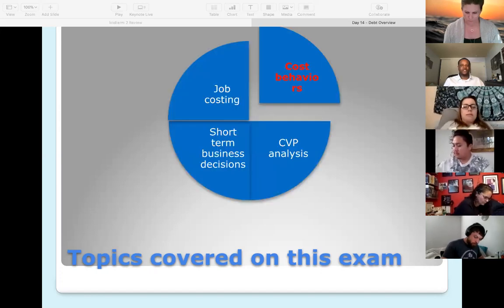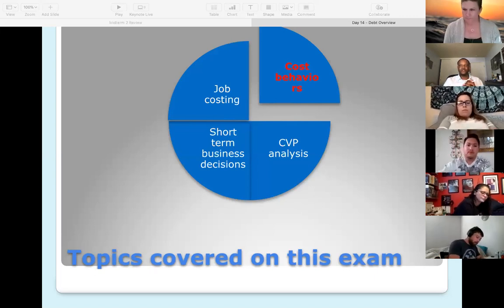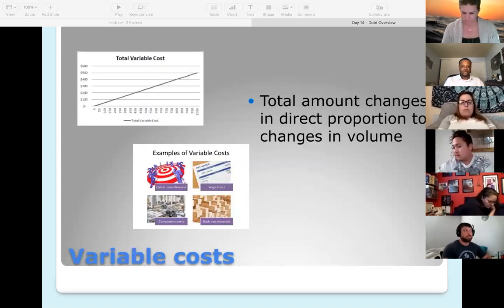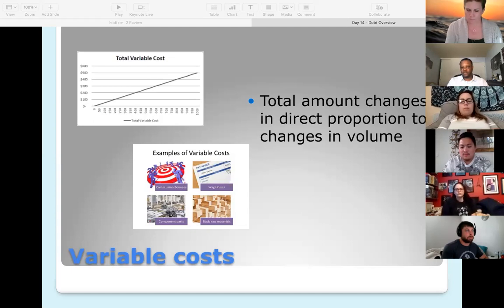Let's move to chapter 6, which is cost behaviors, which is a lot of review from chapter 2. We're talking about fixed and variable costs. The variable costs are those costs that change in direct proportion to a change in volume. What we mean by variable cost is the more something gets used, the more it's going to cost you. So it's tied to a specific activity, and as that activity increases, it costs you more money.